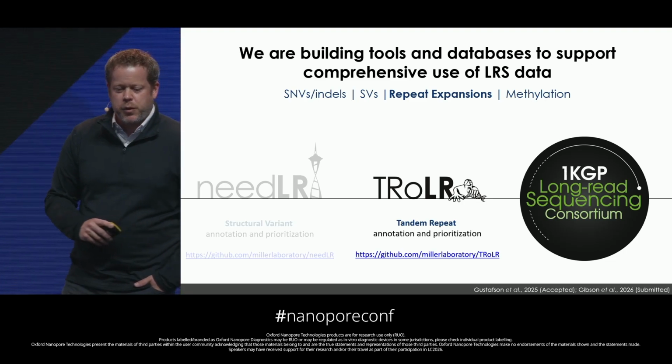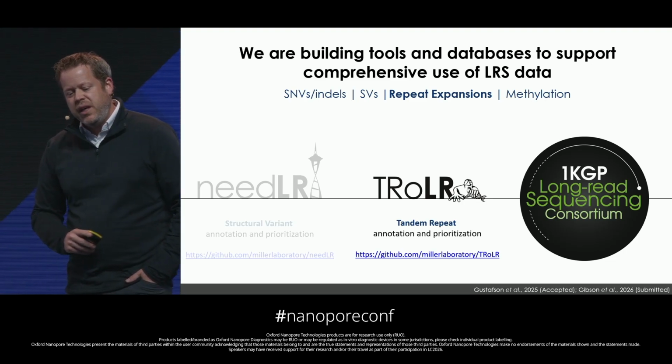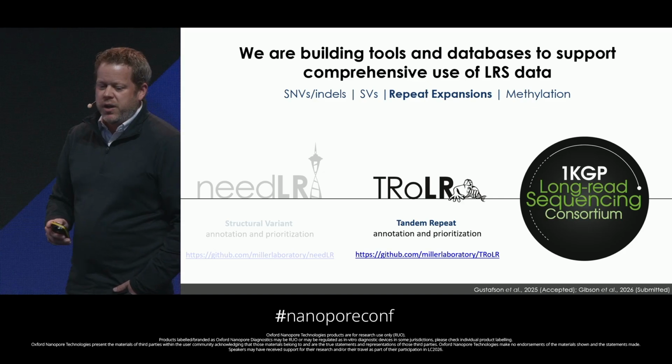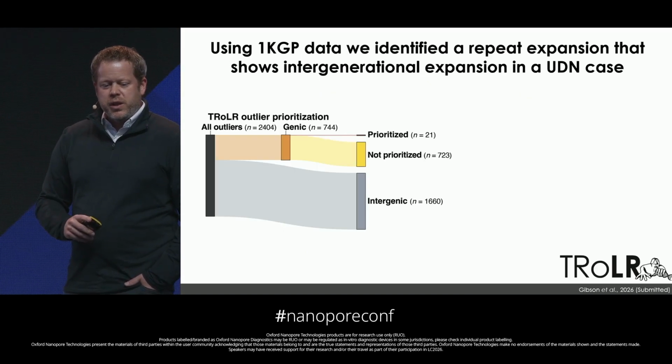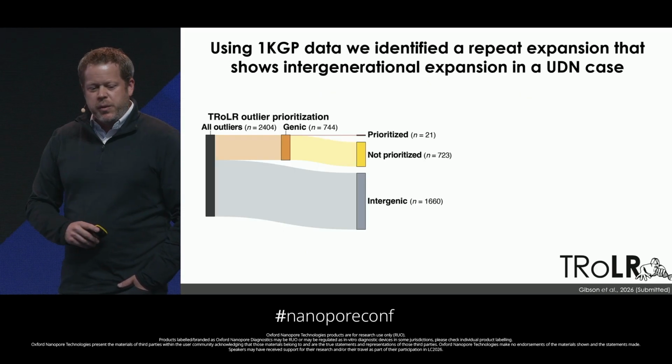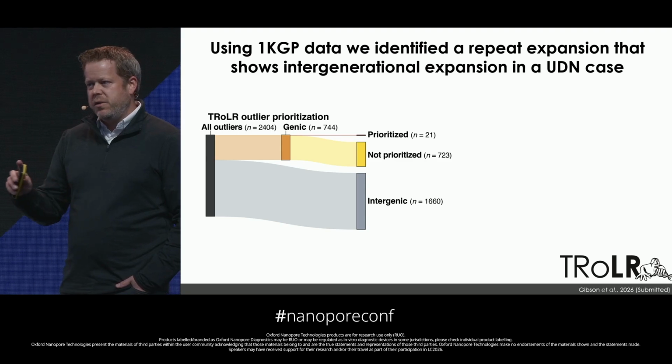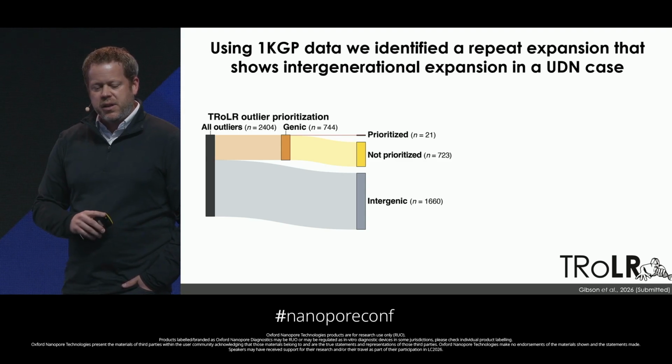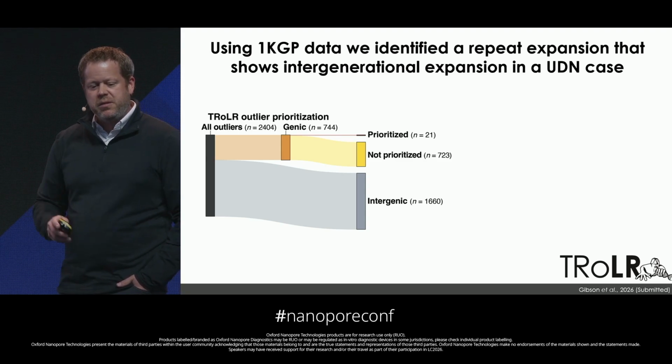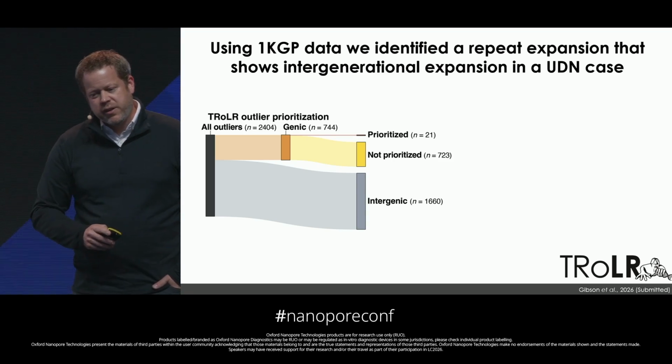Recently, we published a preprint on Troller. This is our tandem repeat annotation and prioritization pipeline. We use this to look at about 3.5 million tandem repeats per genome, prioritize those into high confidence, low confidence repeats, and then identify ones that you should look at very quickly.